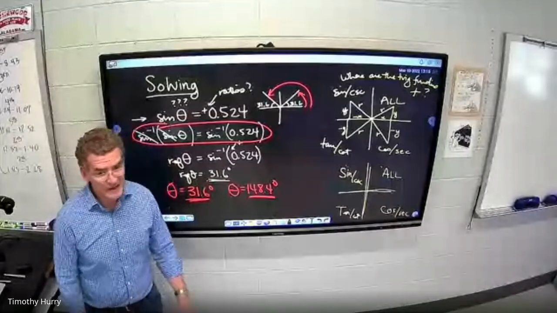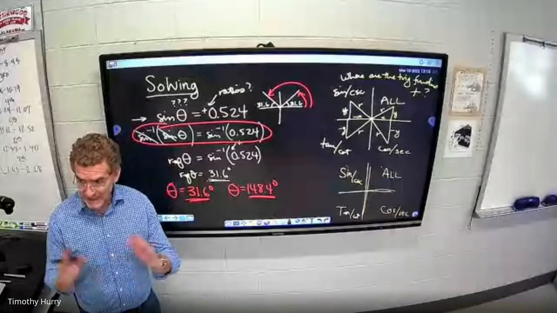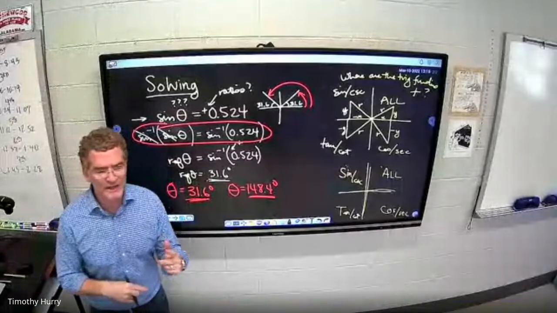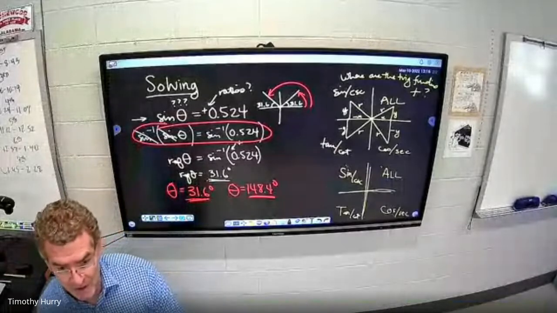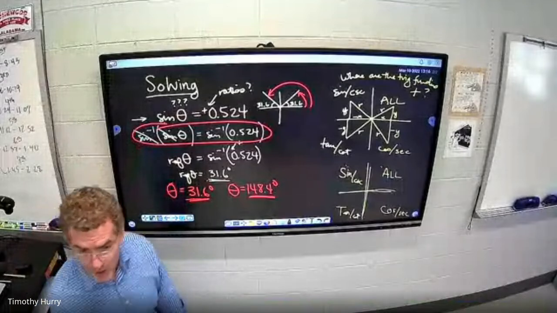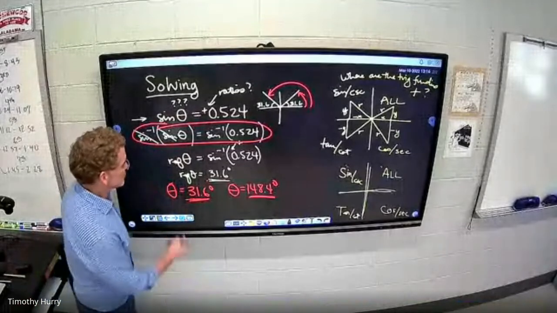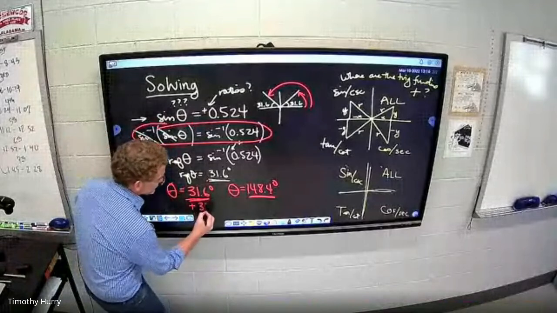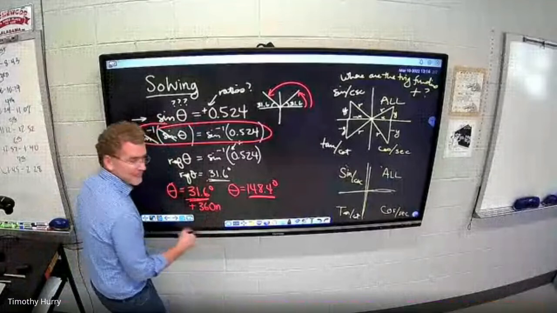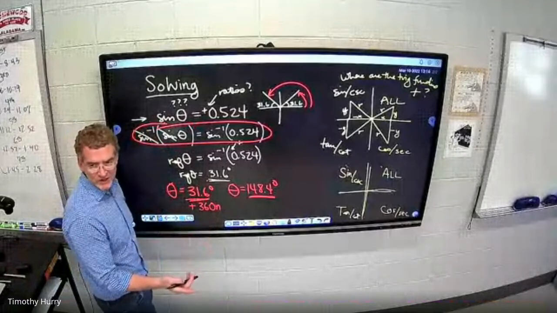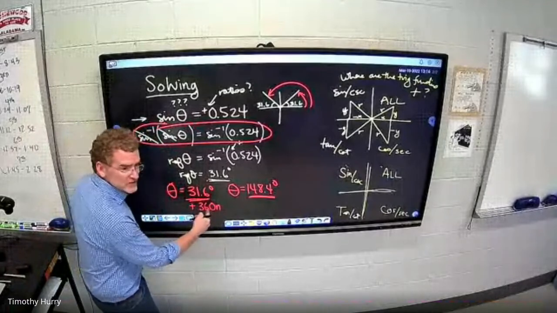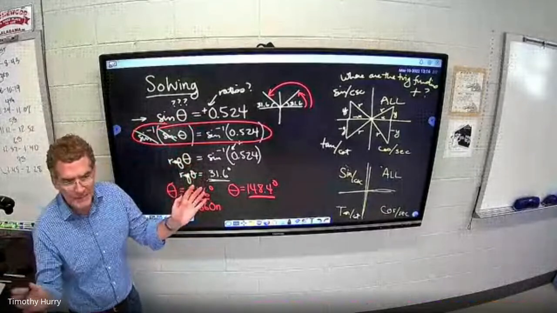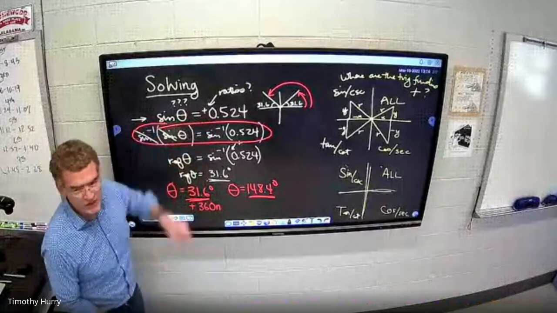But guess what? What if I didn't limit you to one revolution? How do I find all the other coterminal angles? So she said add 360. So the way to really write this is to say plus 360n. And people will know that n means an integer, which means I could add 360 or subtract 360 to this any number of times, and it would still make this equation true.